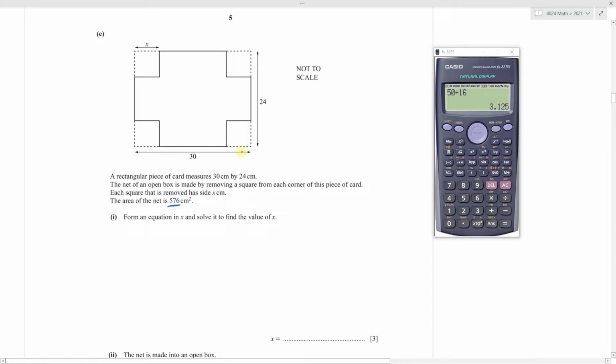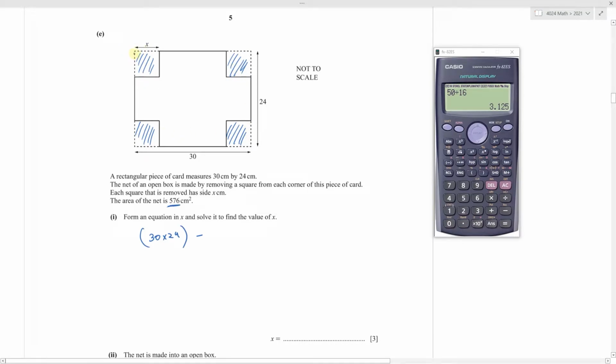So what we can do is take the area of this outer rectangle, which is represented by this dotted line, and minus the area of these four small squares. That should give the area of this net, right? You're taking the full area and subtracting these four squares, and that should give you the area of this net, which is 576 centimeters square. So what is the area of this dotted rectangle? Simply length times width, which is 30 times 24, and then minus the area of these small squares.